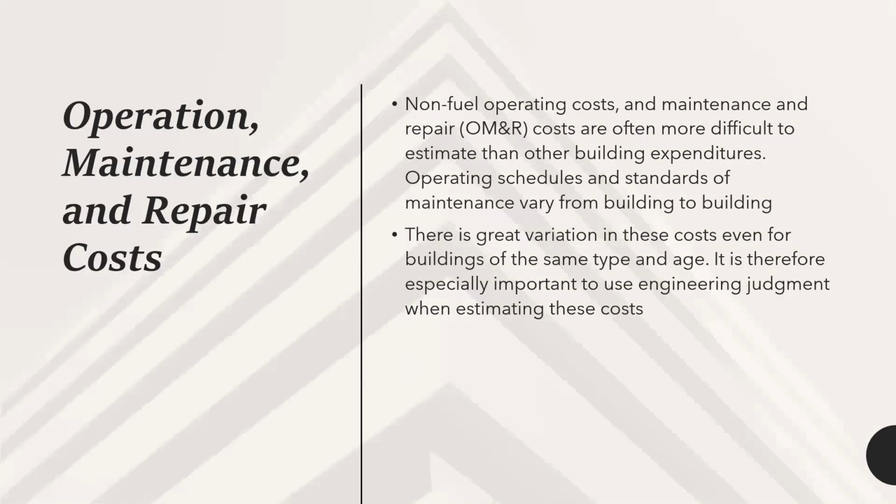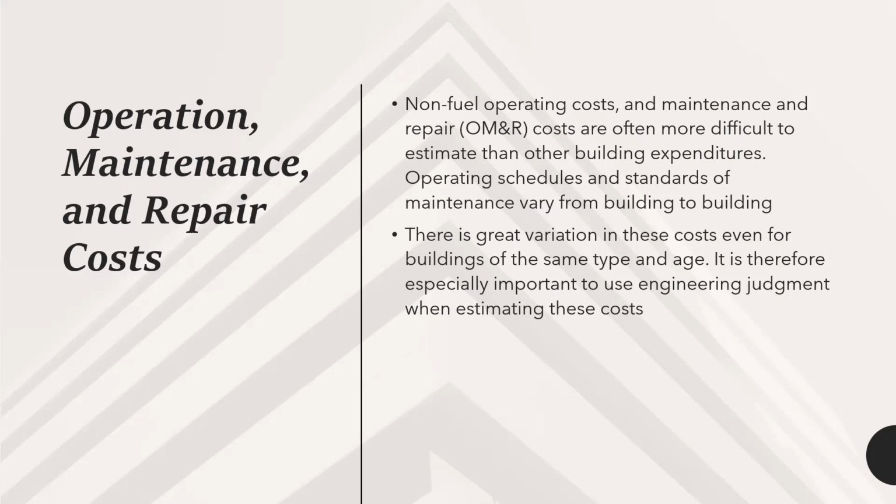Moving forward, then we have the operation, maintenance, and repair costs. When it comes to non-fuel operating costs and maintenance and repair, we call them OM&R. Operating stands for O, maintenance stands for M, repair stands for R. OM&R costs are often more difficult to estimate than the other building expenditures because operating schedules and the standards of maintenance vary from building to building. So whatever the schedules for these operations as well as the maintenance, they vary from project to project or building to building.